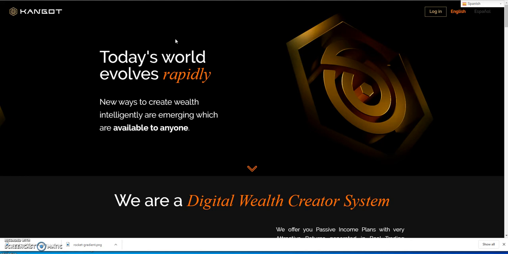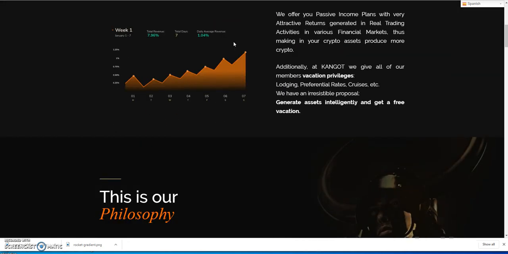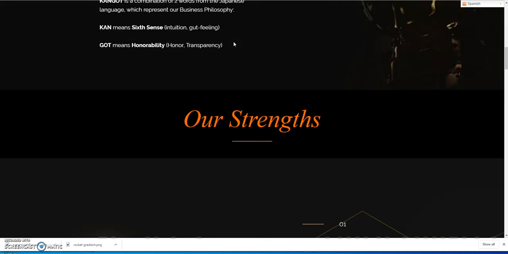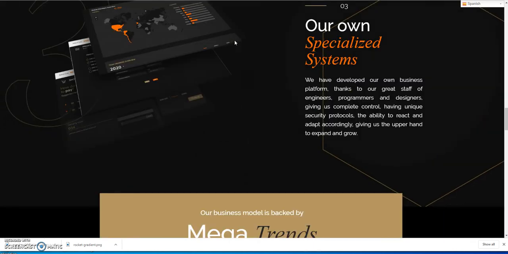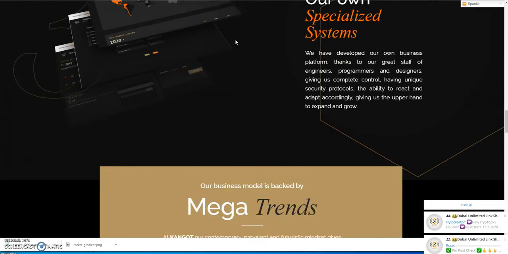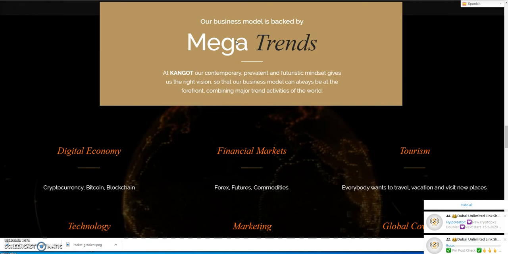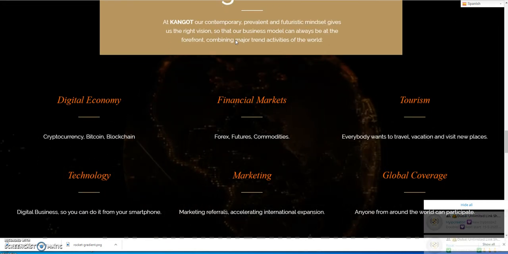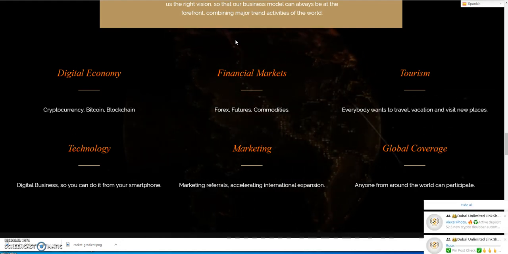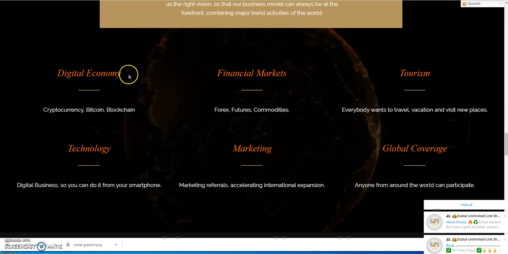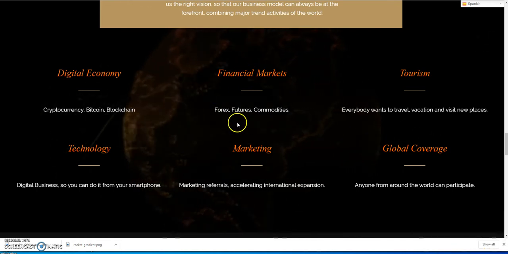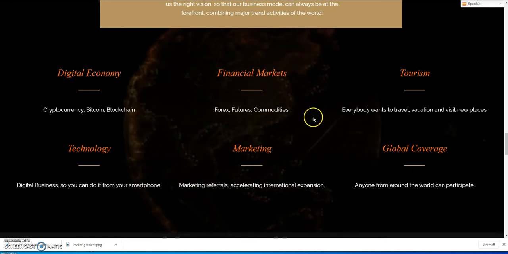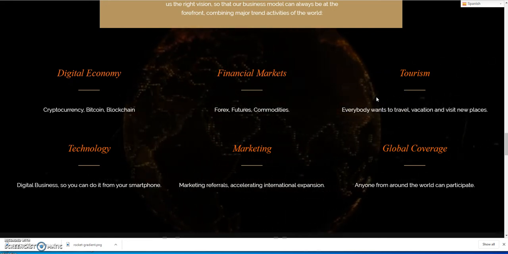So KANGOT, I'll just talk a little bit about it. This is a platform similar along the lines of CASHFX. They got their traders, they've shown proof of trading. They have a product in this thing, and various ways of income that comes into the platform. They go through cryptocurrency, Bitcoin, blockchain. They work on Forex, futures and commodities. I know tourism's taking a hit, but that was one of the things that they were doing.